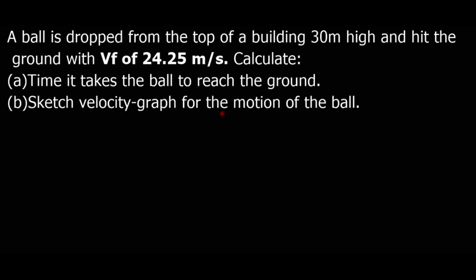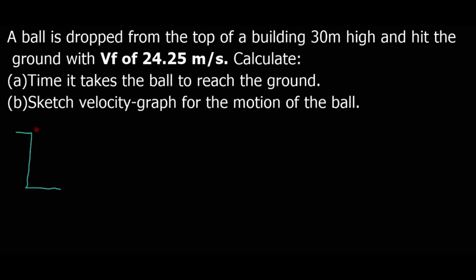And then this one, a ball is dropped from the top of a building 30 meters high and hits the ground with a final velocity of 24.25 meters per second. Calculate the time it takes the ball to reach the ground. Normally something like this one.